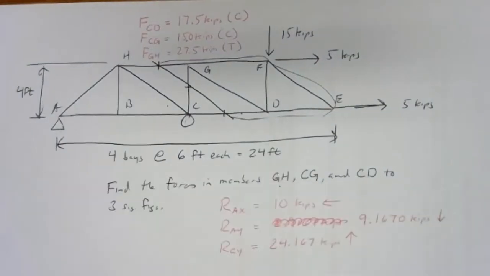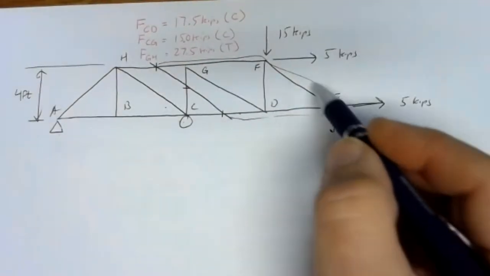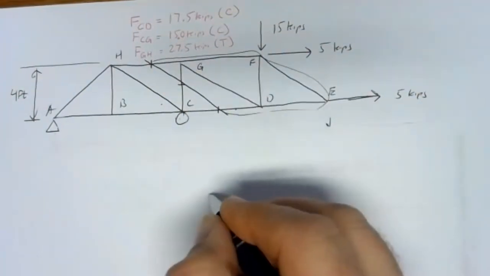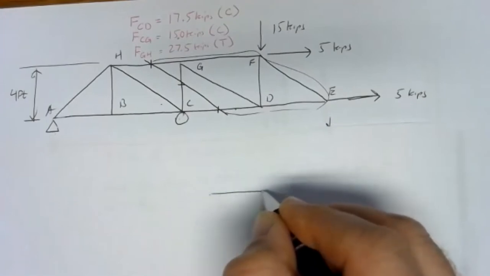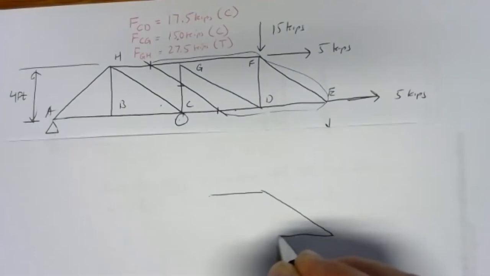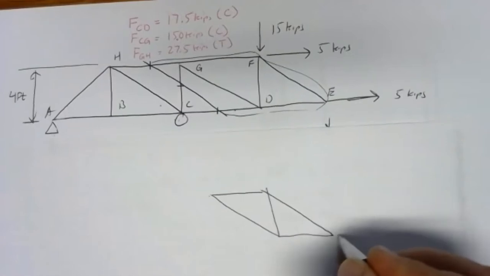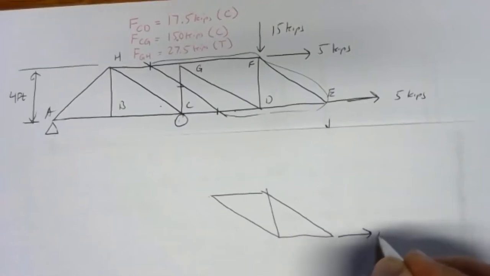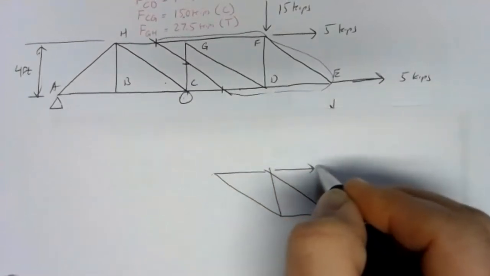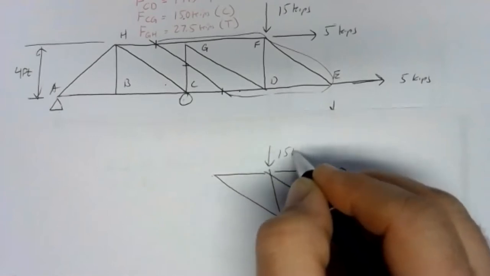So let's go ahead and draw the part of the truss that is entirely enclosed in the bubble here, and that's these two kind of back-to-back triangles, this sort of trapezoid setup that we've got here. Something that kind of looks like that. We've got a 5 kip force here. We've got 5 kips here. Got 15 kips here.